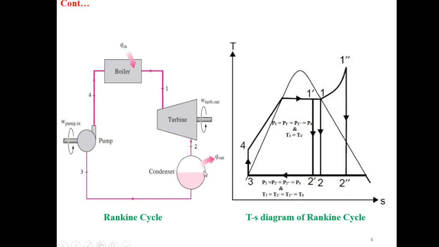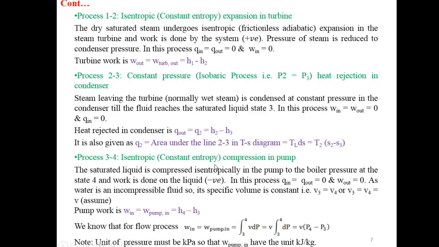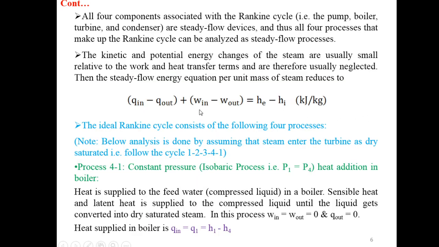So in this, W in equal to W out equal to Q in equal to 0. Only we are having Q out. So W in equal to W out equal to 0 and Q in equal to 0. So if you apply this condition, W in equal to 0, W out 0 and Q in 0, then minus Q out is equal to H exit. Exit means point number 3. So H3 minus H inlet. Inlet is point number 2. So H3 minus H2 equal to minus Q out. So Q out will be equal to H2 minus H3.